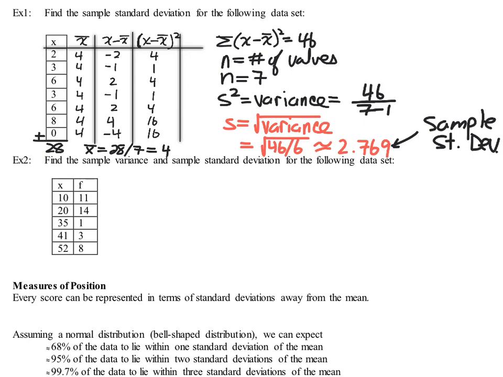Stat, calc, 1-Var Stats. Now I have a frequency list, L2, second 2, and then calculate. So they're asking us for two things, sample variance and sample standard deviation. The calculator is giving us one, but not the other.